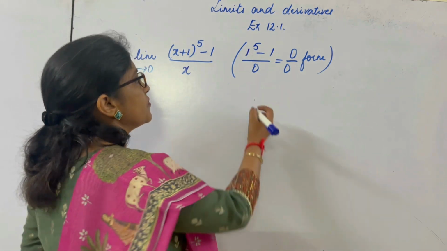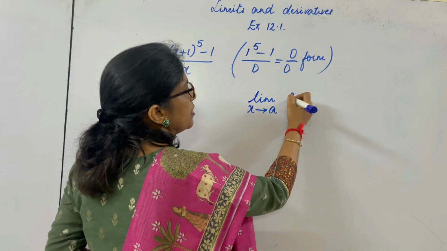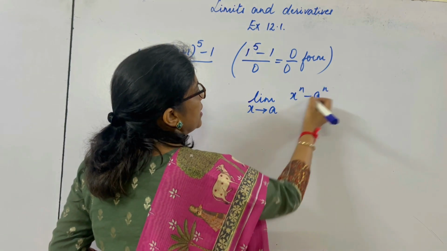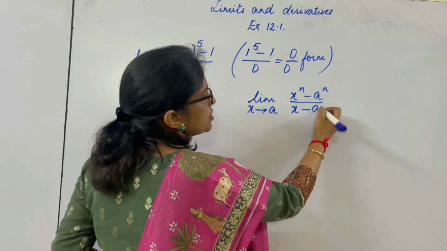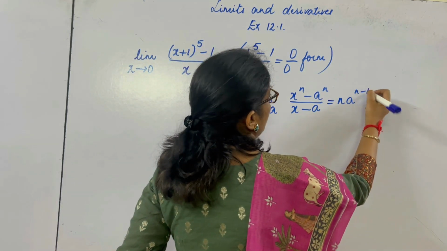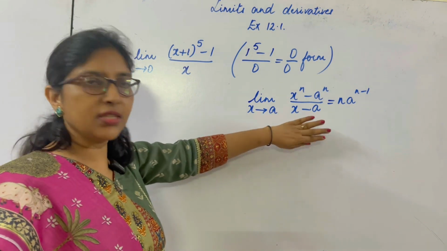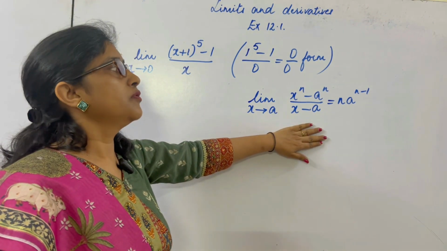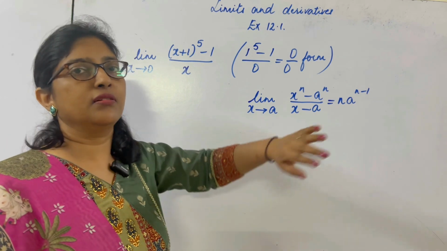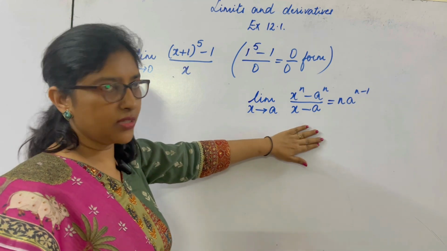Okay, so in this case we are going to apply this formula, limit x tends to a for the function x raised to n minus a raised to n upon x minus a, which is n a raised to n minus 1. Now, I will take up a separate video on only this formula, and I will share the link in the description below. Okay. For now, we are going to take this formula.